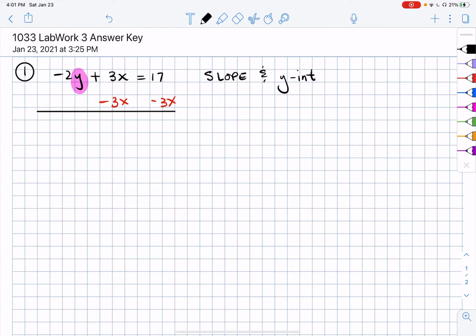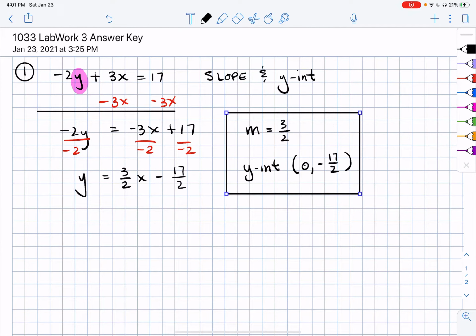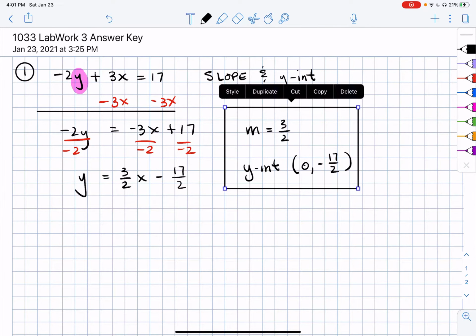What we have left is going to be negative 2y is equal to negative 3x plus 17. Then we have to divide by that negative 2. So that means we're going to have y is equal to 3 halves x minus 17 over 2. So my slope is equal to 3 halves, and my y-intercept is always a point, (0, negative 17 over 2). So there goes my answer. There it is. All right, so that's number one.